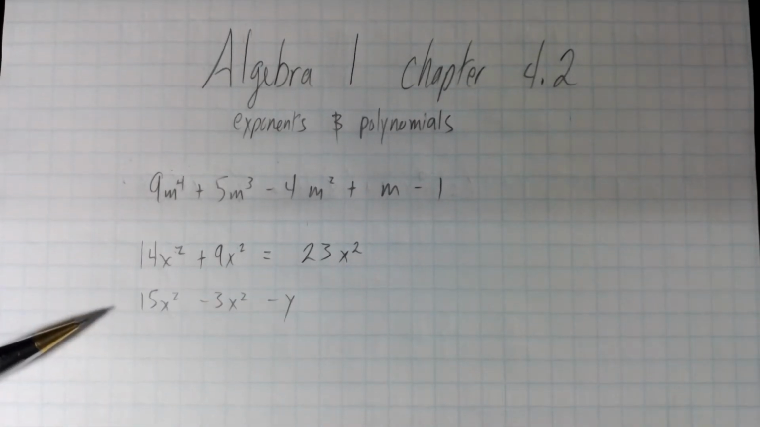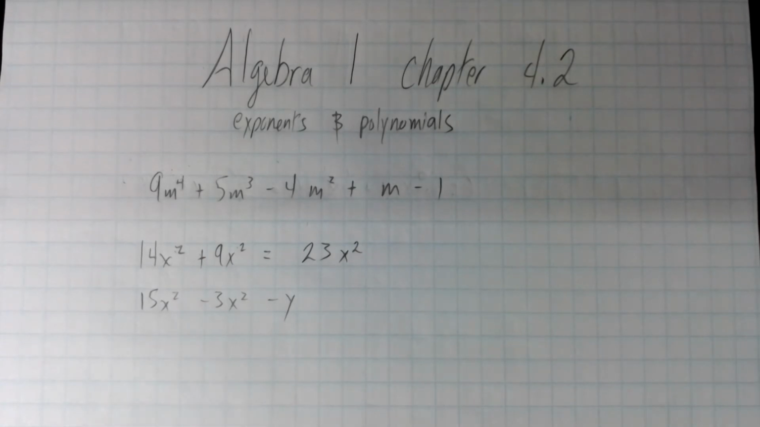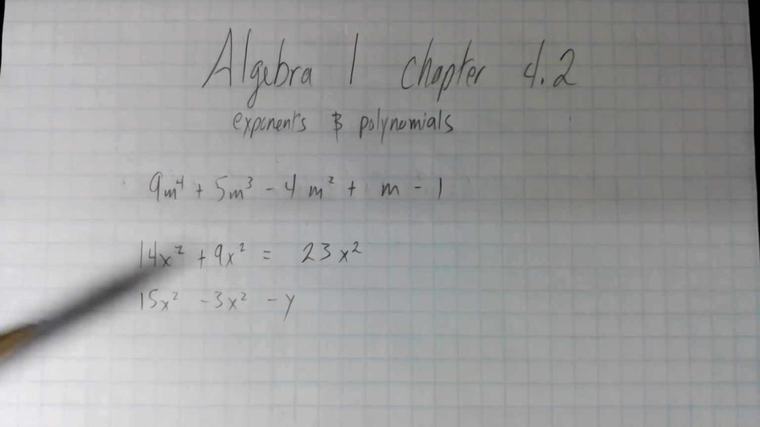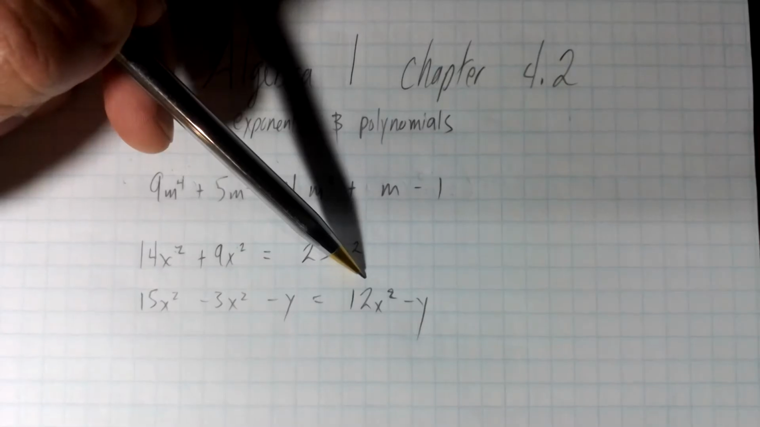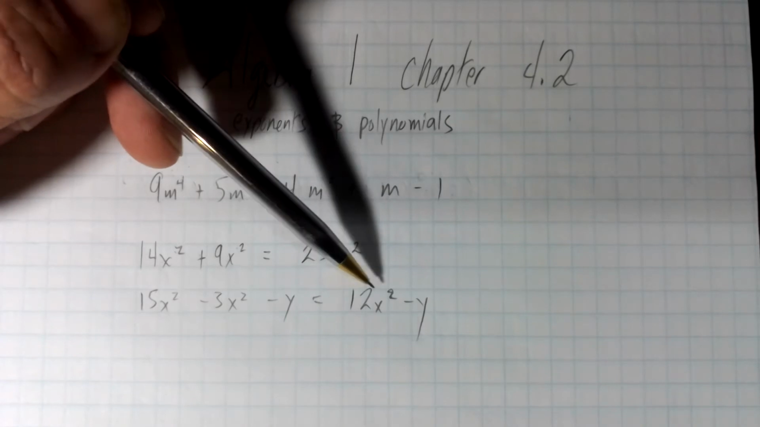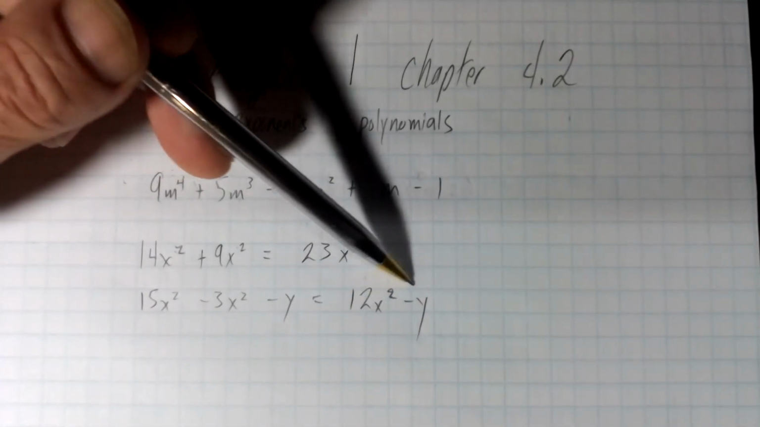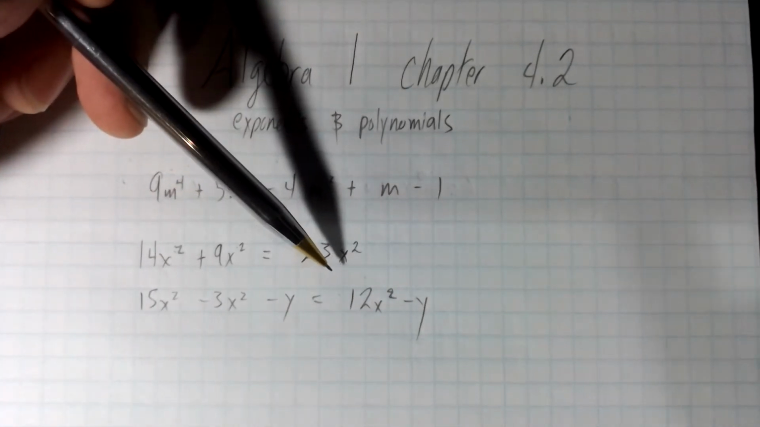Here's my next polynomial. Okay, this one has a y, and it's okay to have different variables as long as those variables have powers that are not negative and they're whole numbers. It's okay. So here I have 15x squared minus 3x squared. I can combine those. So I get 12x squared minus y. And at this point, these terms are not like terms, and I cannot add them. So this is my final answer.